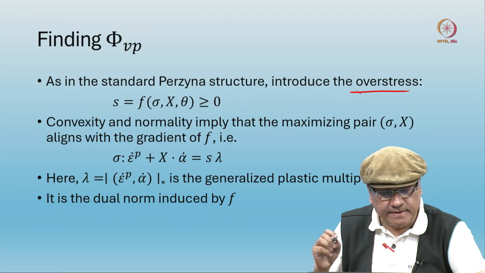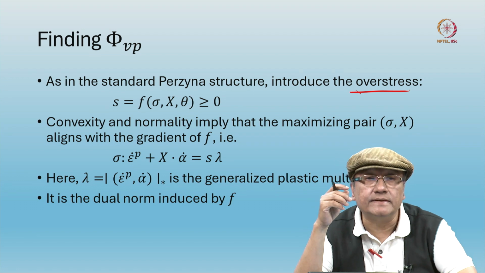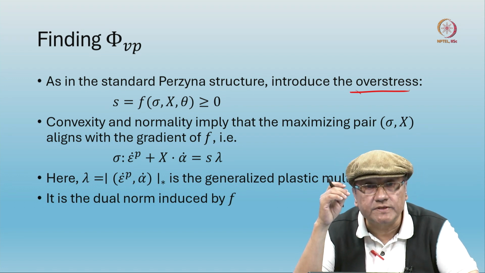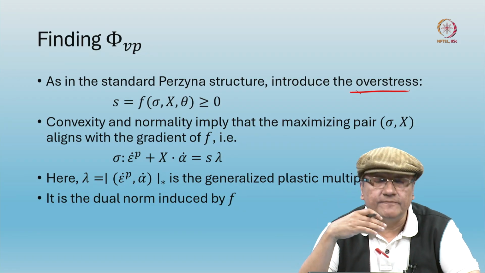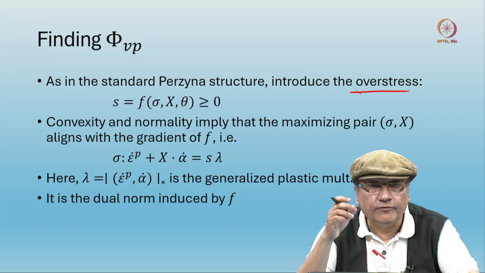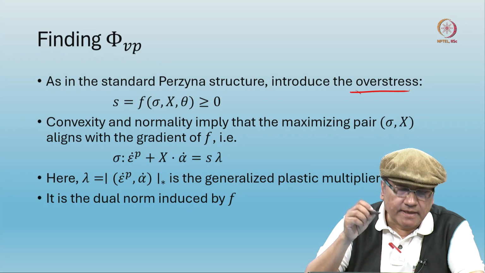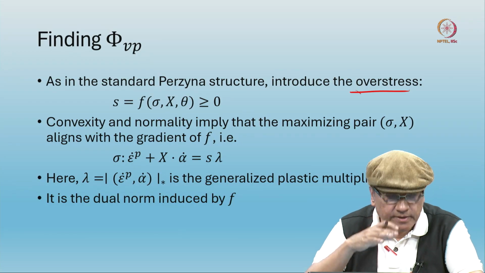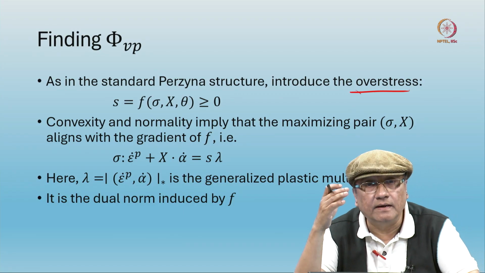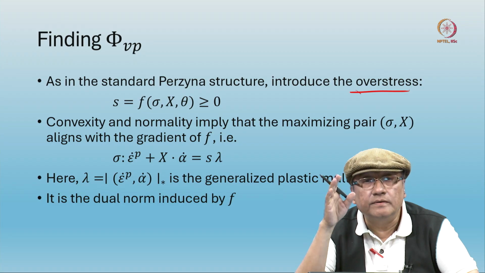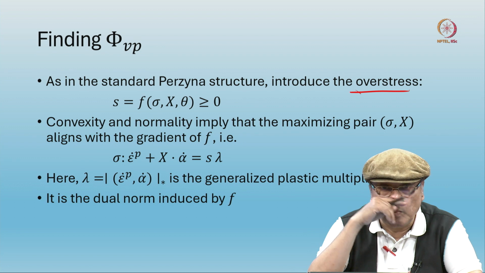Now, the convexity and the normality, that is the fact that the gradient of F with respect to sigma and x is normal to the surface defined by x, F, for any given F equal to some number. Okay. So, that surface is, if you call it the generalized yield surface, then del F by del sigma and x, that is the gradient of F with respect to sigma and x, will be normal to it, right. That is the normality rule.